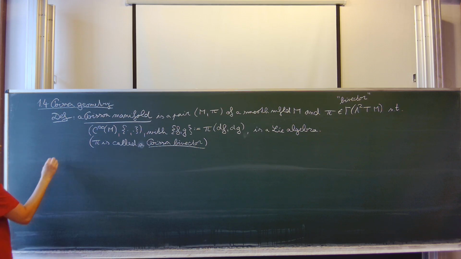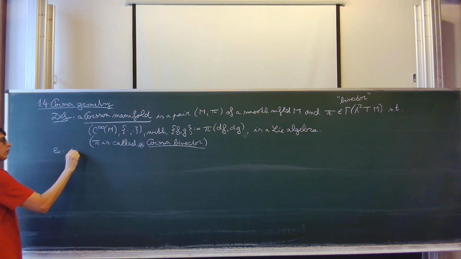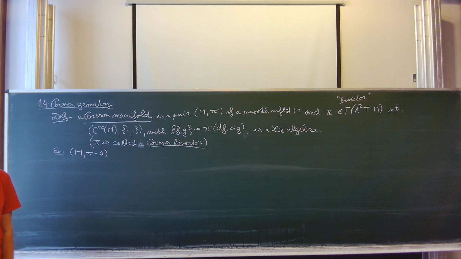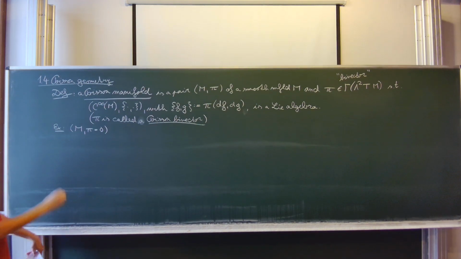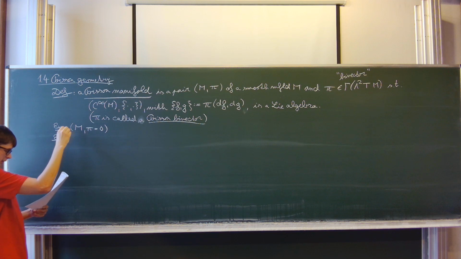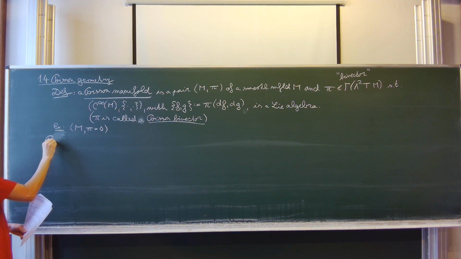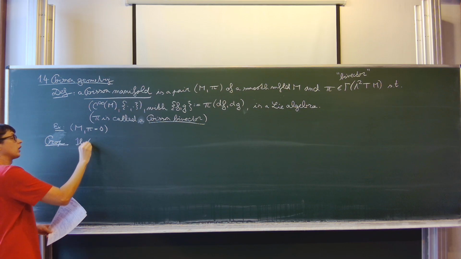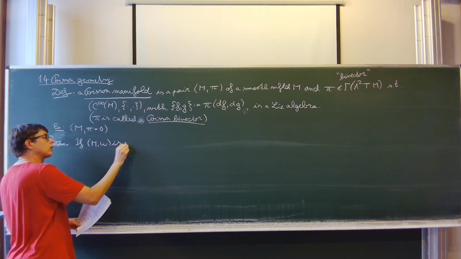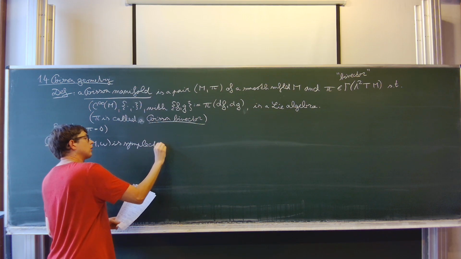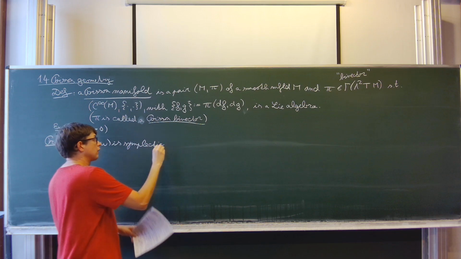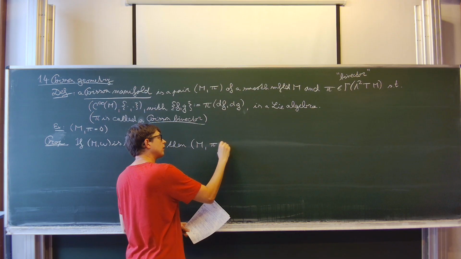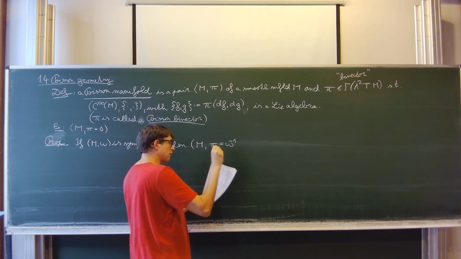So, example. Any manifold with a zero bivector is fine. Now a little less boring example. Let me phrase this as a proposition. If (M, omega) is symplectic, then we can take M and we can invert omega to get pi. I will comment on that in a second. This is Poisson.